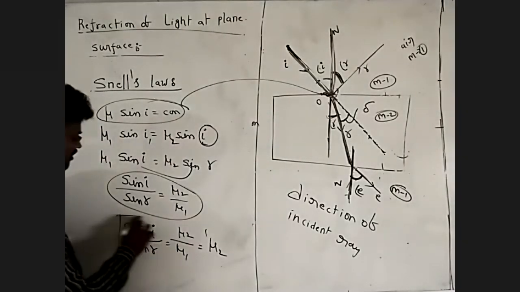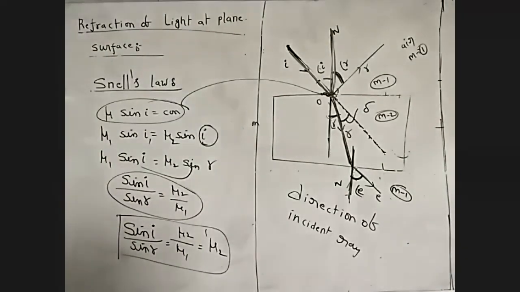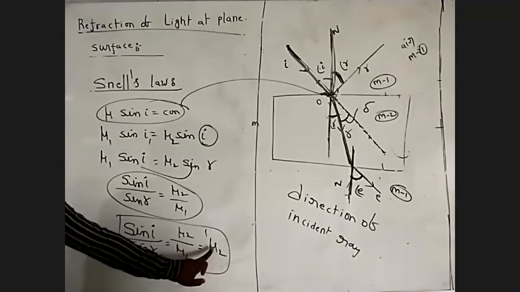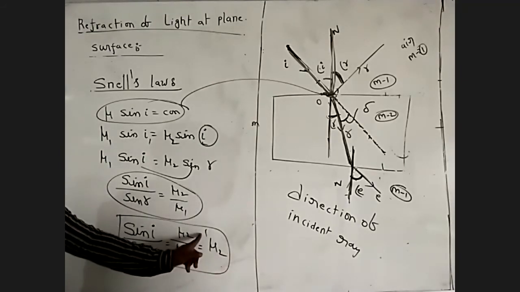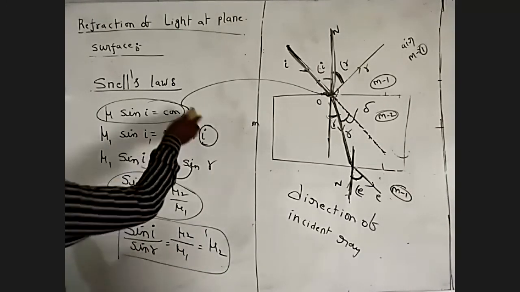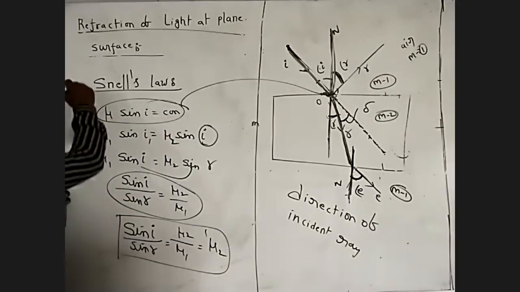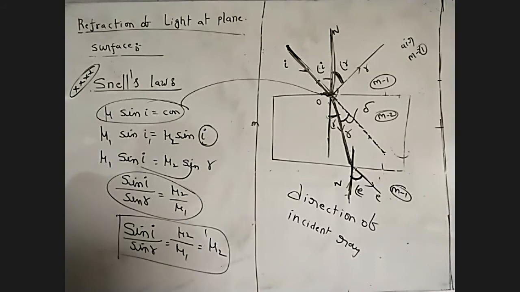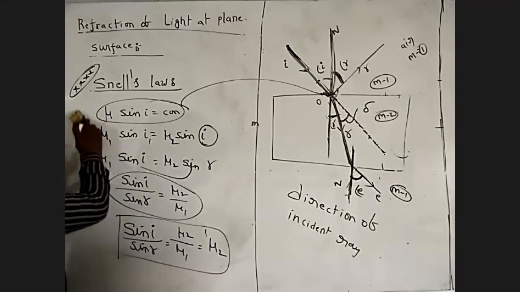So what is the meaning of this? It means light travels from medium 1 to medium 2, and the refractive index of medium 2 is relative to the refractive index of medium 1. This is Snell's law. It is very, very important.